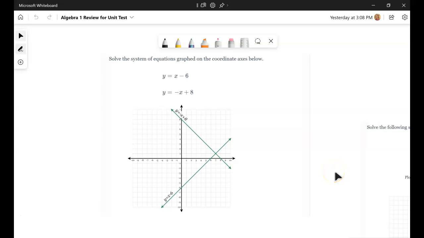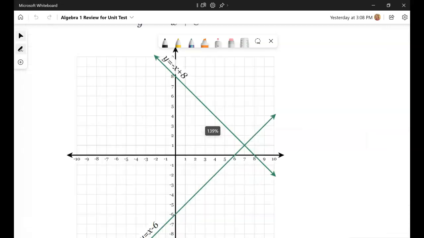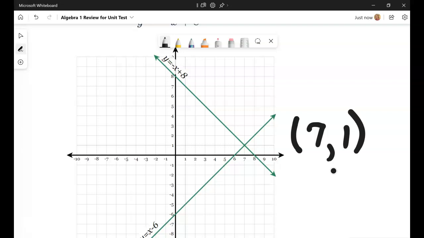First question says solve the system of equations graphed on the coordinate axes below. So what do you do to solve the system here? All you have to do is identify where they meet. Where do those meet? Well, let's make sure we enter it the right way. I thought it was 7, 1. You're going to put the x value and then the y. Okay?